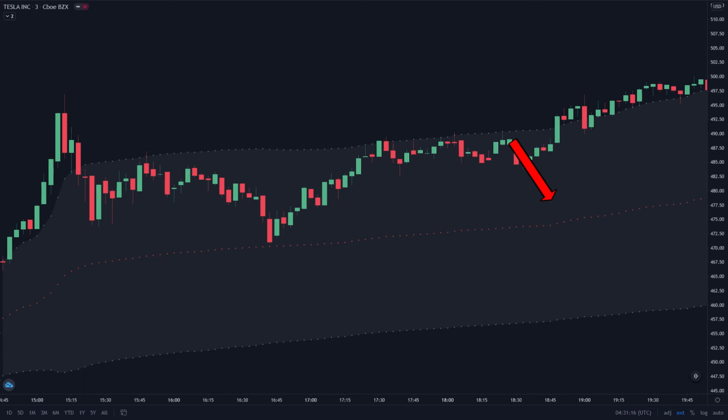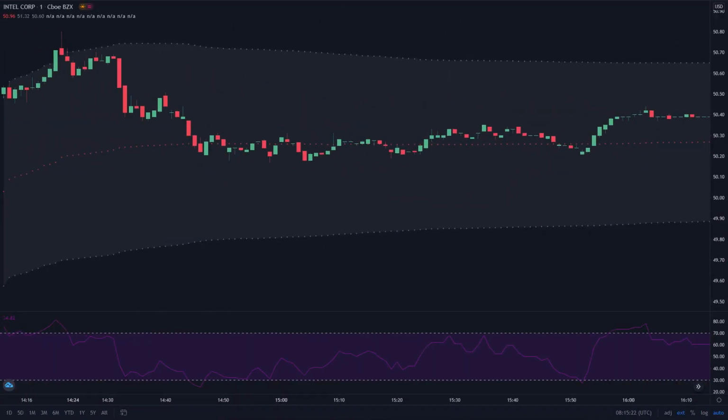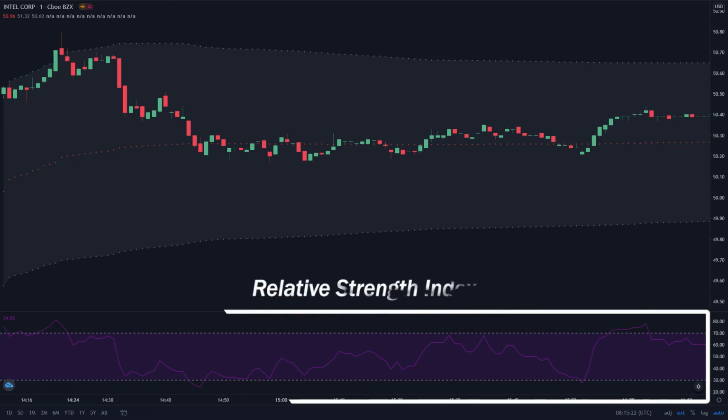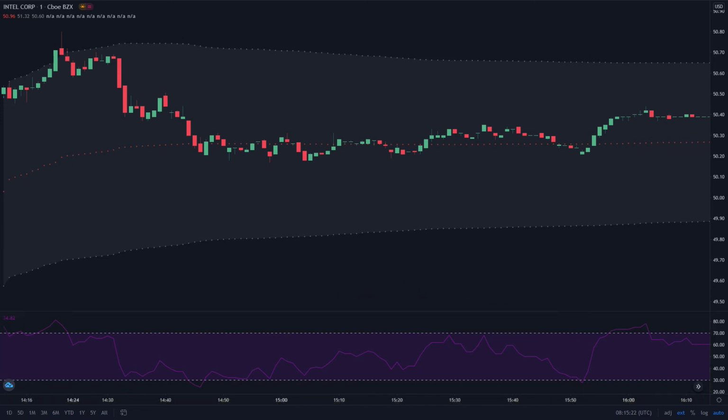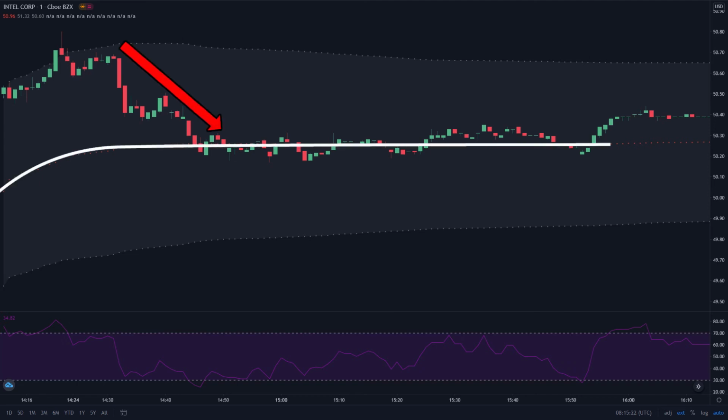a short position. Another way to utilize the VWAP to its maximum potential is by combining it with another indicator such as the RSI. So let's analyze this chart. You can see that there's a strong price movement downwards towards the VWAP middle line. You can also see that the RSI hits the oversold levels.